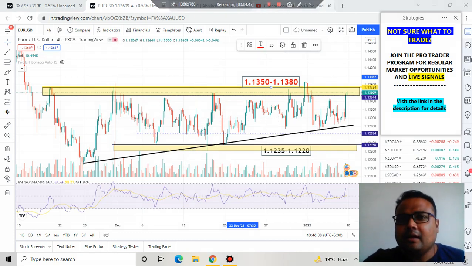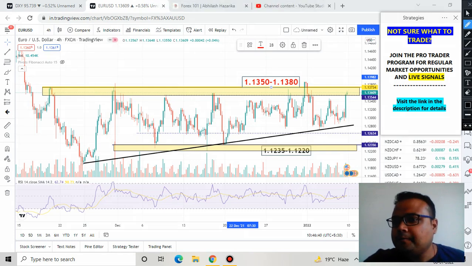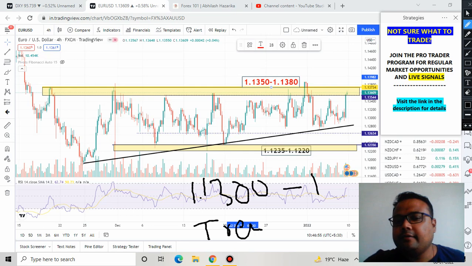Anyways, if market comes down, then this trend line will be acting as a resistance, and then we have many levels here. Okay, first of all, listen: 1.1300 will be the first level. Then we have the trend line as second support. Then we have 1.1270 to 1.1260 as the third support.